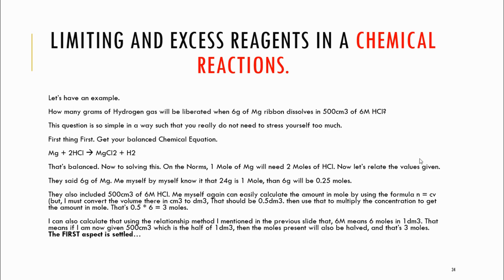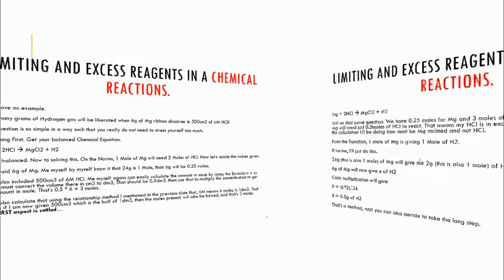To get the moles, n equals CV. That will be 3. So I now have 0.25 moles reacting with 3 moles. Definitely HCl is in excess because I only need 0.5 moles. In fact, for 0.25 moles, I will need 0.5 moles of HCl, but I now have 3 moles. That's a lot. So that's just the idea. Use that here. Make sure you read everything here for proper understanding.